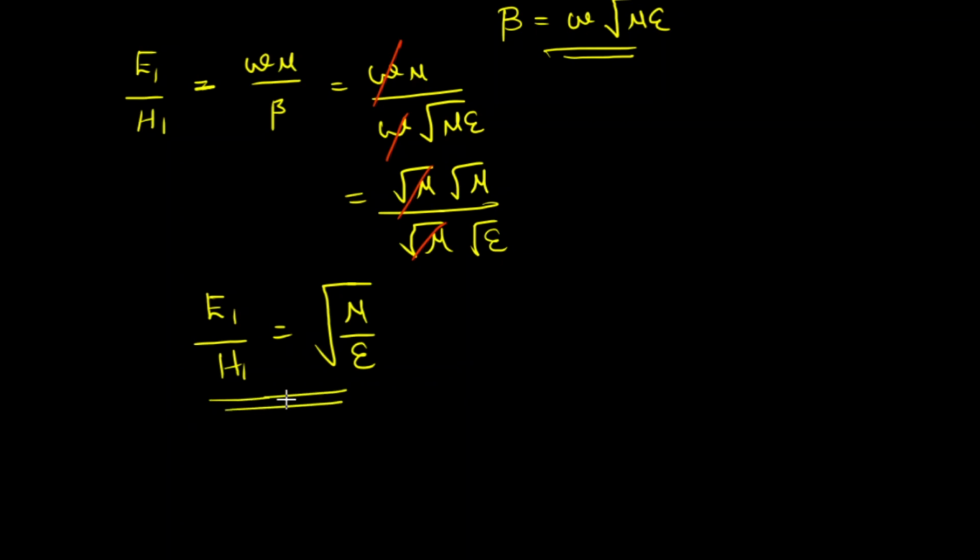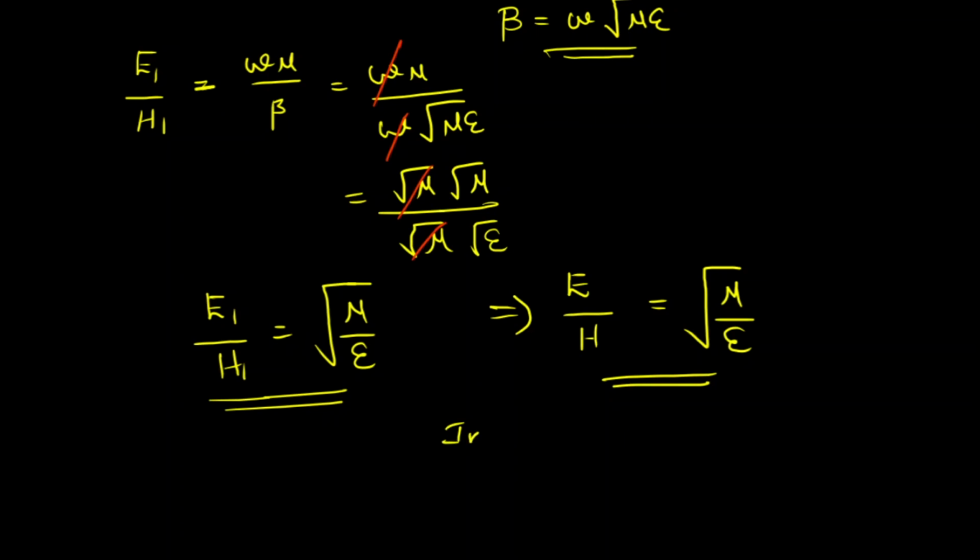So I got a relation between E and H. This can be generalized, because this is just a magnitude relation, so E2 by H2 will also hold. In general, taking just the magnitude ratio, E by H is square root of mu by epsilon, and this ratio is known as intrinsic impedance.